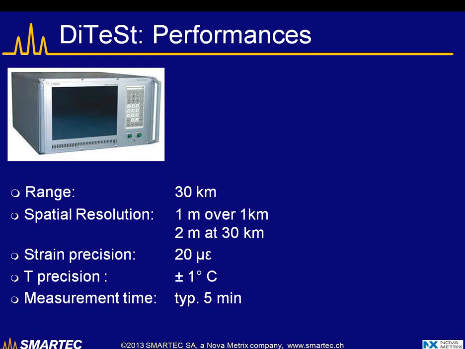Since today we are talking mainly about strain and deformation monitoring, the main system that we will be discussing is the DITES system. Based on Brillouin scattering, it can measure over 30 kilometers with a spatial resolution of 1 meter for close range and 2 meters at the further end of the fiber. It can measure with a strain precision of 20 microstrains and a temperature precision of 1 degree, with a measurement time of typically 5 minutes.